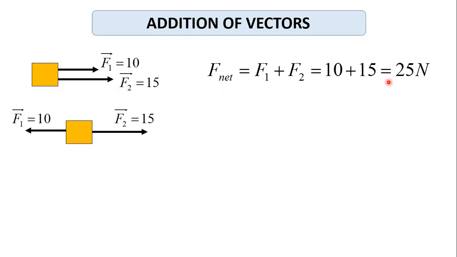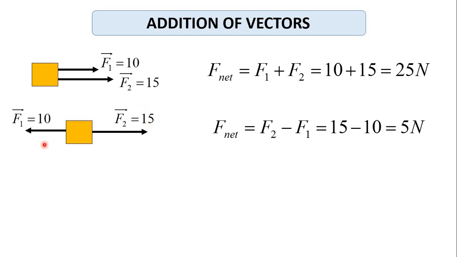Second example, suppose the forces are acting on the body in opposite directions. Then the net force will be subtraction of the larger vector minus the smaller. Larger minus smaller, F2 minus F1. Here also no need to put vector sign, it is just subtraction of the magnitudes.